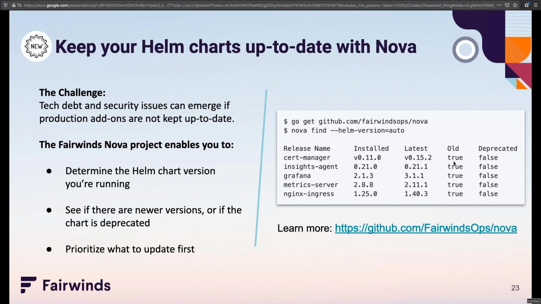So if you're using Helm charts today to deploy your workloads and your applications, Fairwinds Nova might be a great tool as an extension of staying on top of what the latest versions might be for those different add-ons. And it helps you avoid tech debt, but it also helps you avoid security issues if there have been patches in those add-ons that are related to security.